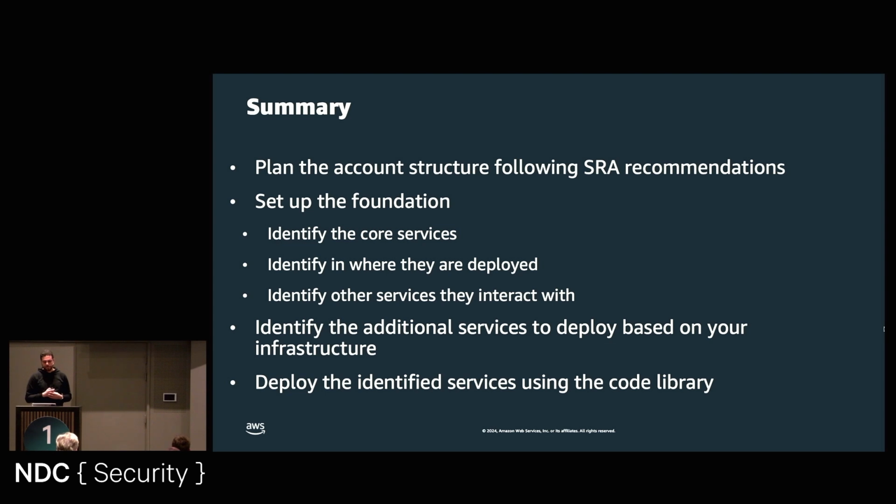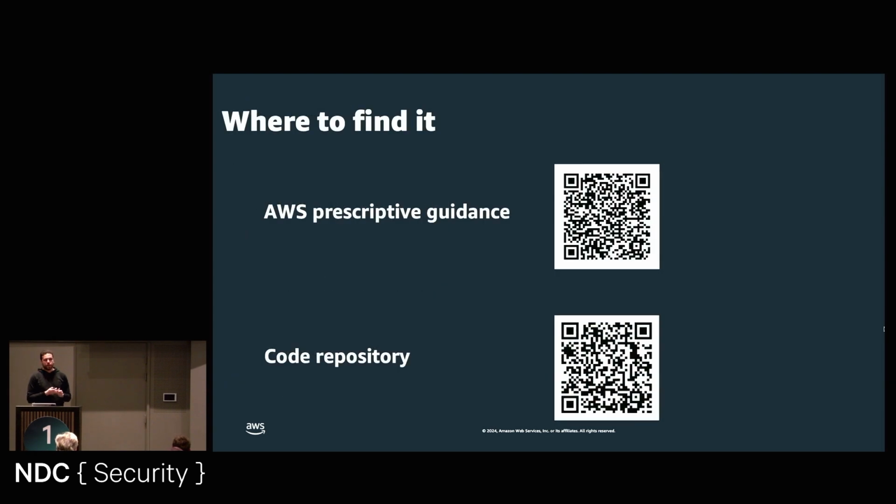Where you can find the resources we have talked about in the session so far: this is a QR code of the AWS Prescriptive Guidance. This is the document that goes through the details of all the pieces we have talked about so far, and the code repository as well. This is a GitHub code repo. That's where you can get the code to deploy the solutions.